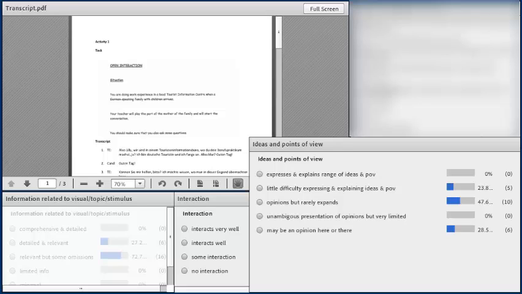So you can see that in your first grid she was somewhere between the 8 to 11 and the 12 to 15. In your second one, to do with interaction, she was more in the 12 to 15, and here for ideas and points of view she's more in the 8 to 11.